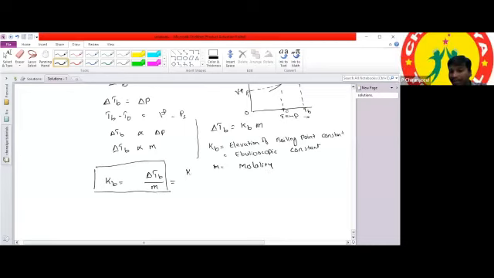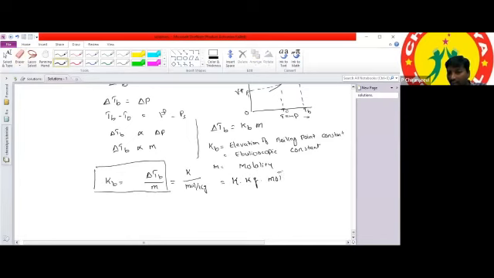Temperature we can write as Kelvin only. What are the units of the temperature? Kelvin. Kelvin divided by mole per kg. If we simplify this, we can write Kelvin kg and mole inverse. So what are the units of the ebullioscopic constant, or elevation of boiling point constant? Kelvin kg and mole inverse.